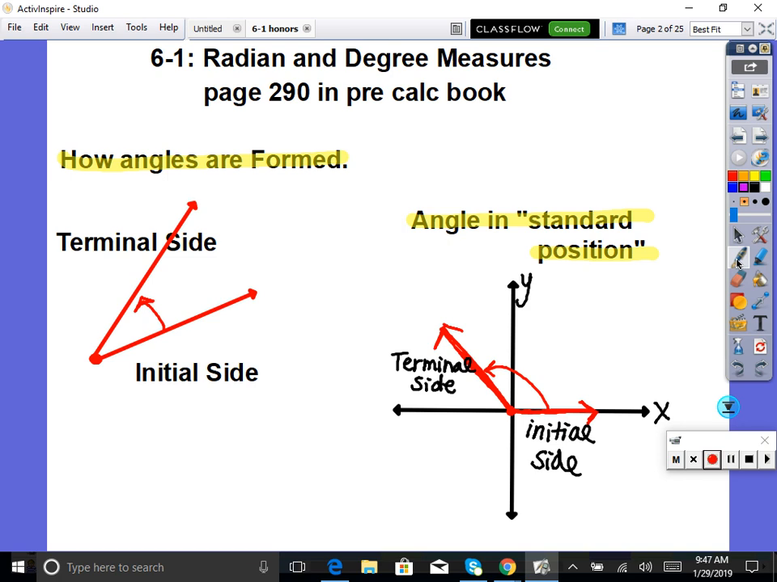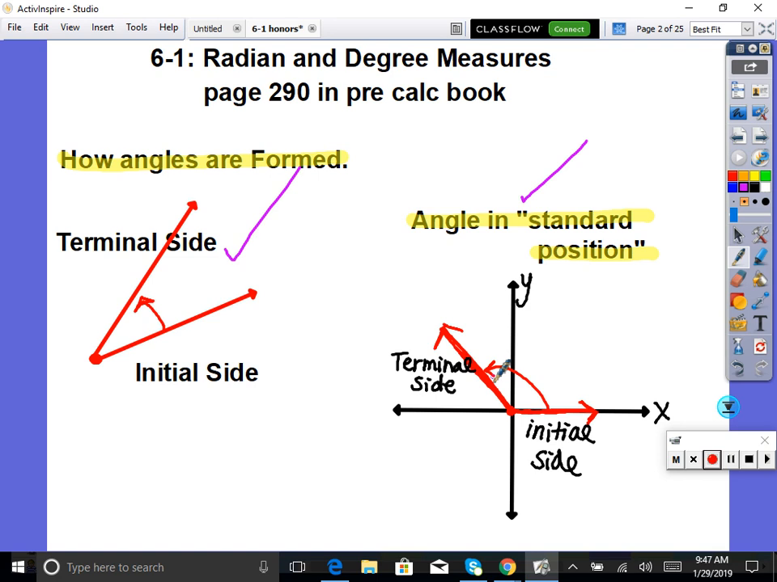Right here I have an angle just floating in thin air. Right here is an angle in standard position. Standard position means instead of just drawing an angle floating in thin air, draw it on an XY chart. Standard position puts it on an XY chart. So right here would be 0. This is my initial side, and then I can create an angle. So I'm opening up to a terminal side here. Does everybody see how that angle is created in standard position?